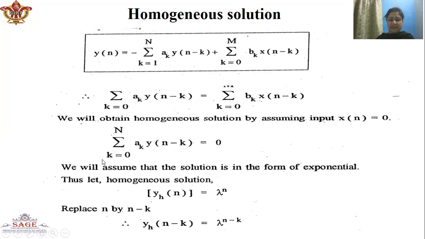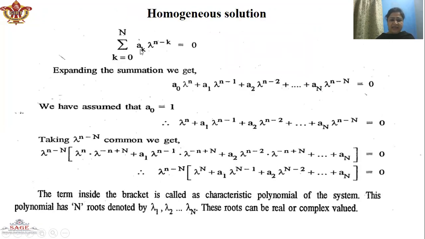Now we will assume that the solution of this equation is in the form of an exponential. So we'll assume this homogeneous solution to be lambda raised to power n. Since y_h(n) is equal to lambda^n, if I put n-k in place of n, I'll get lambda^(n-k). So in this equation, I'll put lambda^(n-k) because this homogeneous solution is the solution of this equation, so it must satisfy this equation. Now I'll get summation k equal to 0 to N, a_k lambda^(n-k) equal to 0. Now I'll expand this summation.